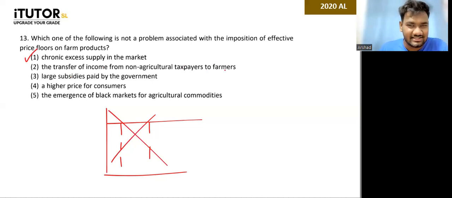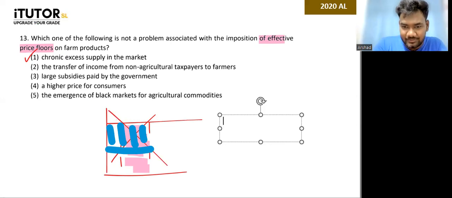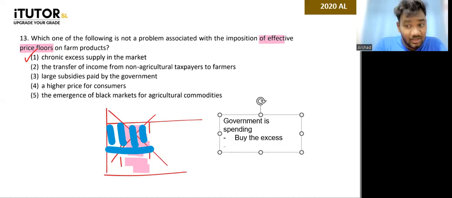Guys, what does that mean? What is that whole story? You know what happens here? When you say effective price floor, this is where the government intervenes and gives a deficiency payment or price support. So either the government will buy the extra supply, or there is a deficiency payment and they will pay the deficient amount. So what is happening? Government is spending, either to buy the excess, or they are spending to provide a deficiency payment.